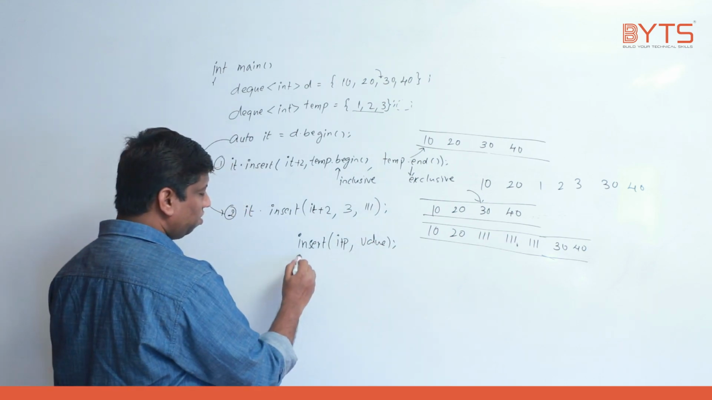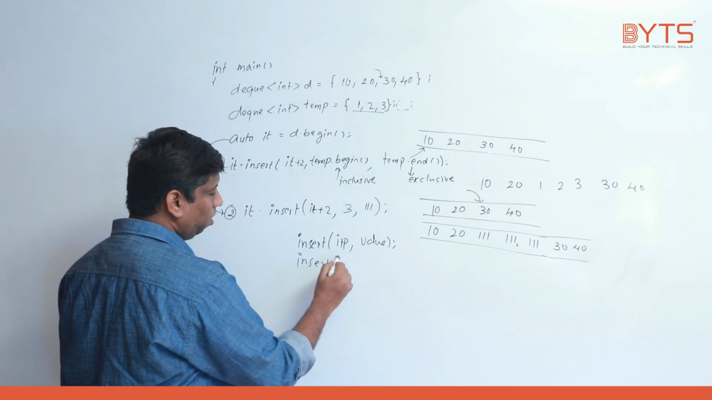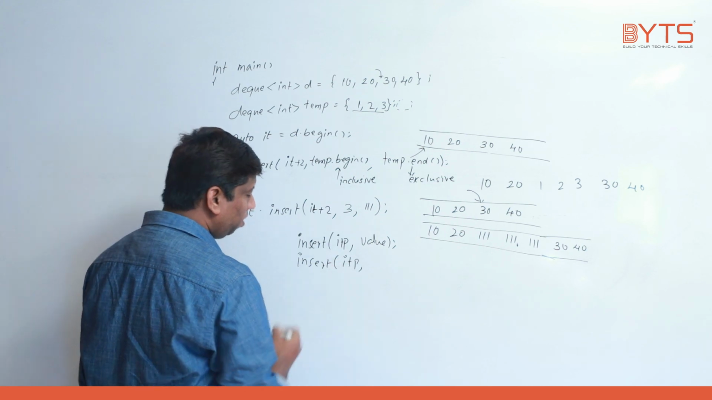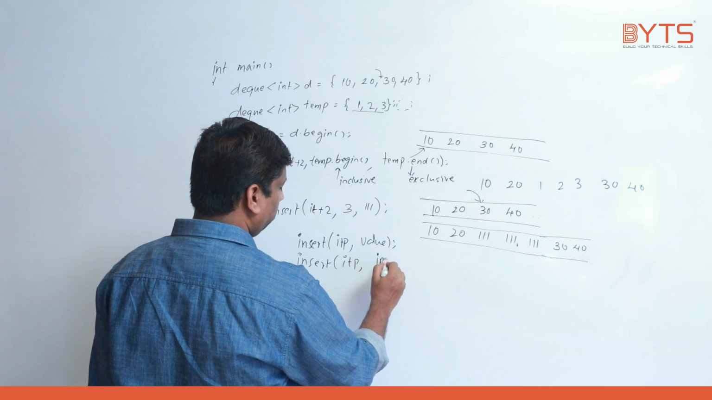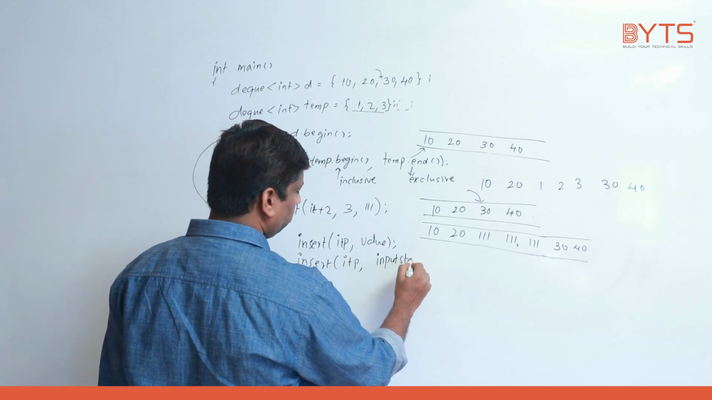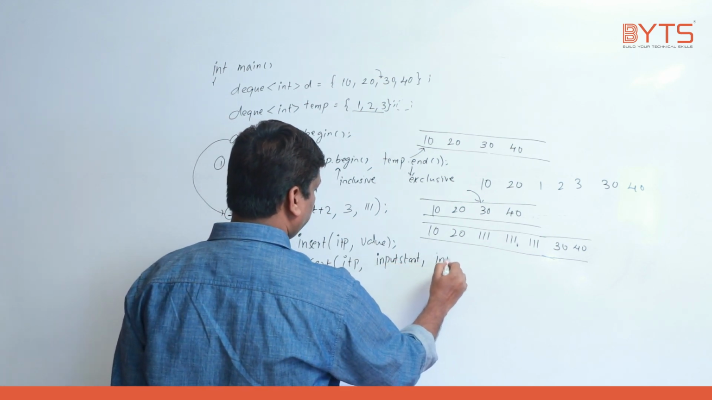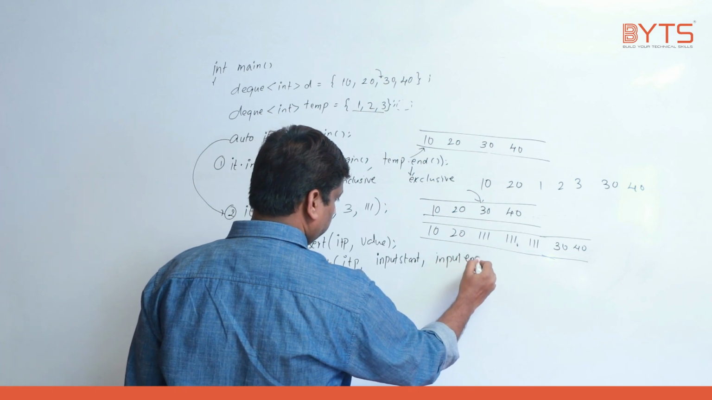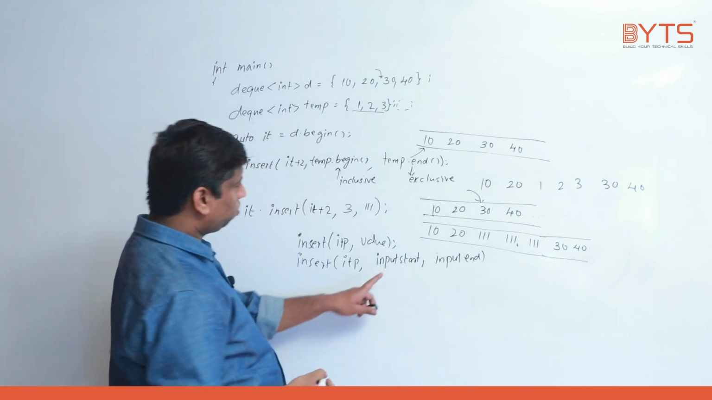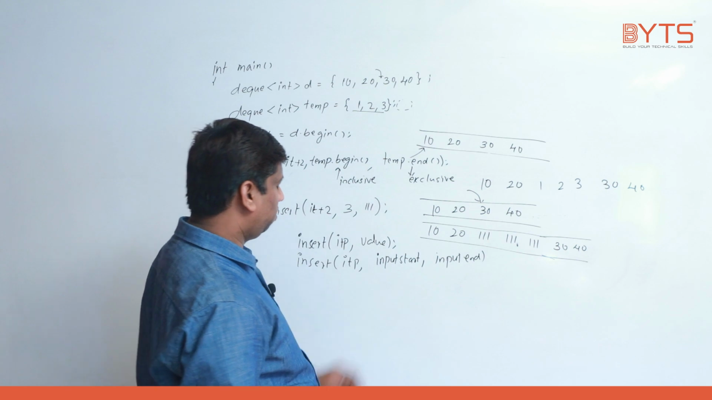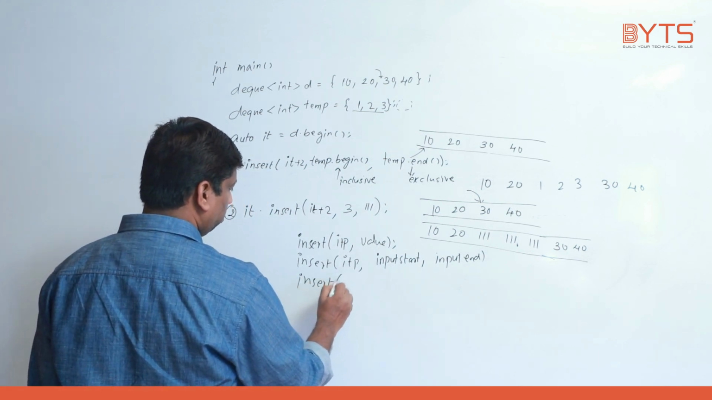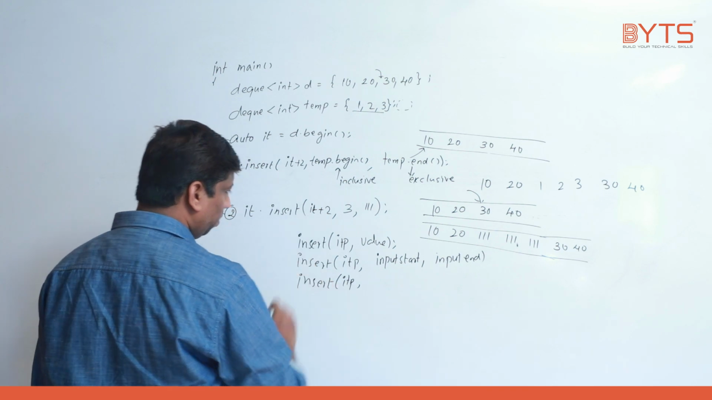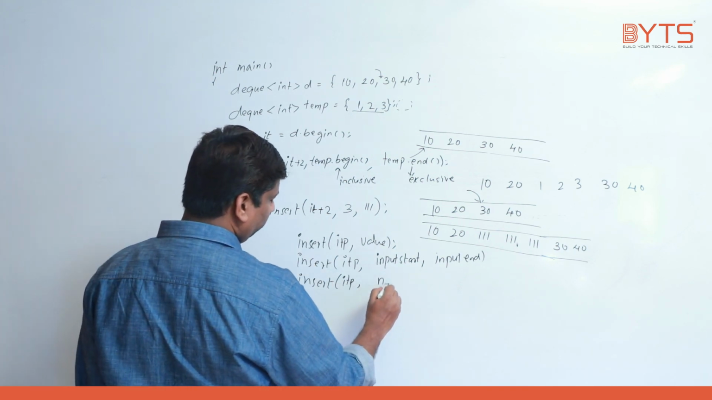Next, what we discussed? Insert iterator position, comma, iterator position, comma, next input start, comma, input end, right? Input start is here, input end is here. Next, what we discussed here? Insert iterator position, comma, number of times and value.